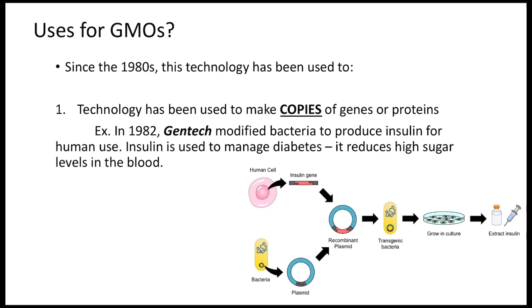A human cell was used, and they were able to isolate the insulin gene, then take a plasmid, then insert the insulin gene into that plasmid, which then gives us a transgenic bacterium, which you could grow on a plate in culture to produce more transgenic bacteria. And then from that, you can extract the insulin which is produced, which can then be used for pharmaceutical use. So that's just what the bottom image there is showing.